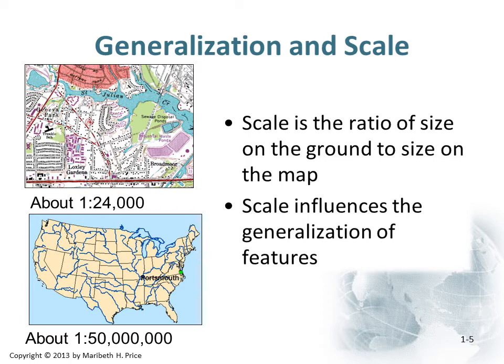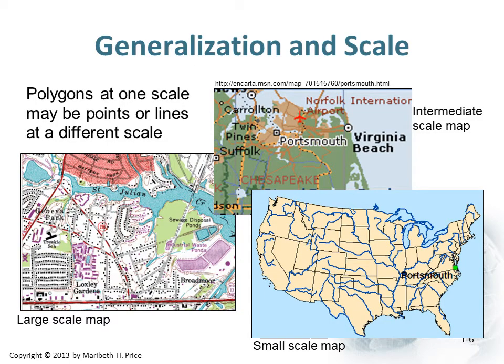We generalize different things at different scales, and we represent things differently at different scales. For example, here we have two maps of Portsmouth, Virginia, one at 1 to 24,000 and one at 1 to 50 million. At 1 to 50 million, Portsmouth, Virginia is a point. That's all. The point feature in that map covers up the entirety that is Portsmouth. Whereas at 1 to 24,000, you can see detail of the community of Portsmouth. Polygons at one scale can be points or lines at a different scale.